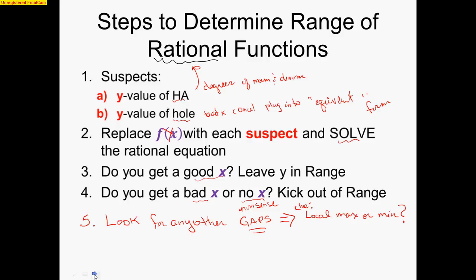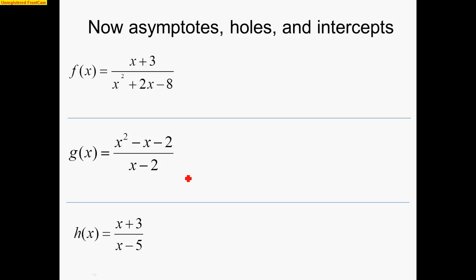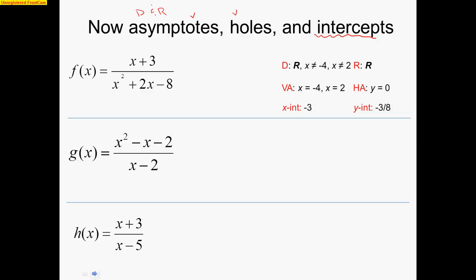So, I have the 3 warm-up problems again, and notice we're going to start talking about characteristics. We already did domain and range, and with the domain and range, we also found holes and asymptotes, right? The only thing we didn't do was find the intercepts. So we found the domain and range of the first warm-up problem, the vertical asymptotes, and the horizontal asymptote.